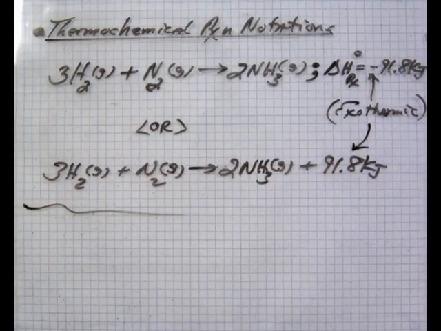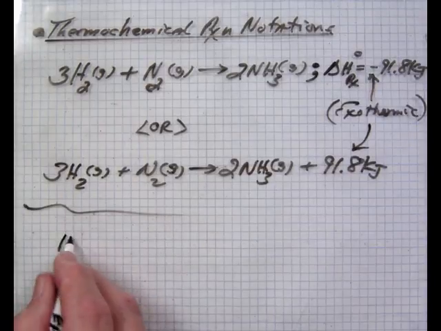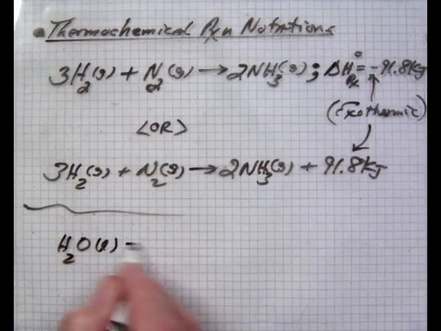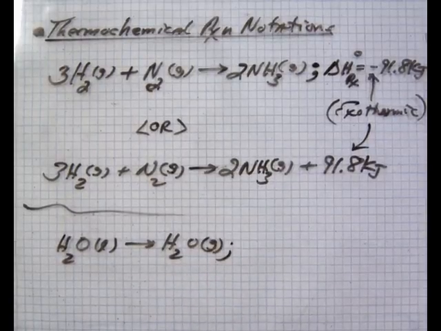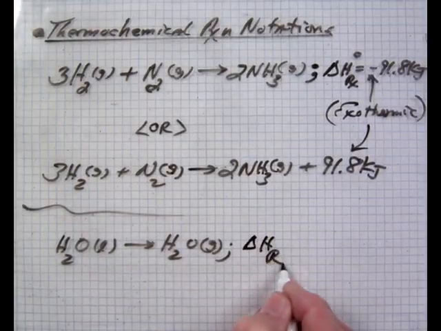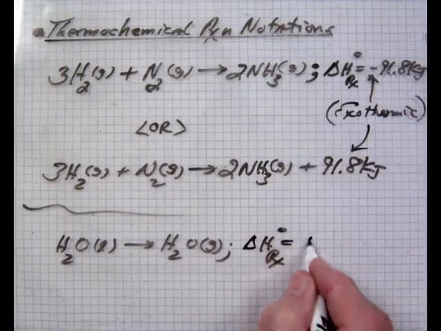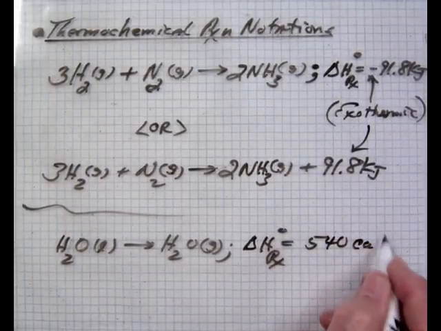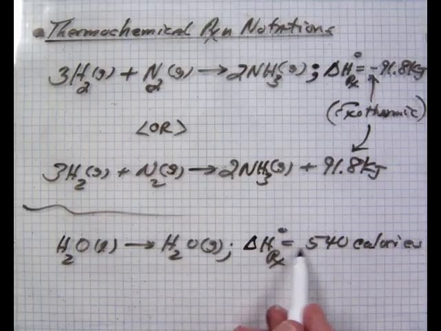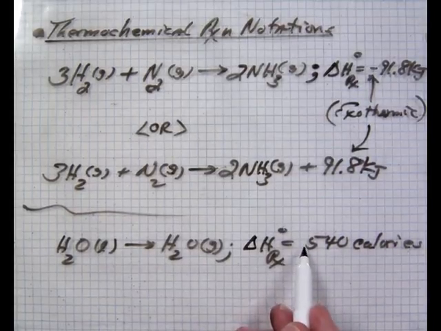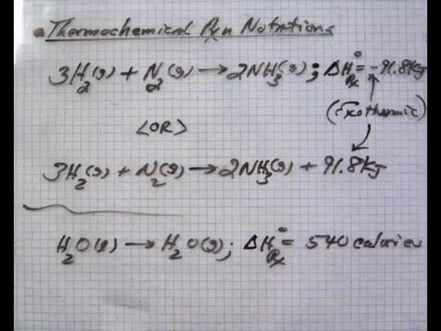If I want to evaporate water, this is simple. Liquid to H2O gas. I have to put into that 540 calories to change it from liquid to gas. So delta H reaction is equal to 540 calories. I did not put a sign out here. It is understood to be a plus, okay?